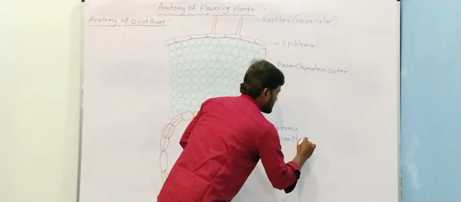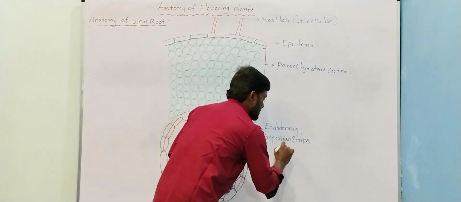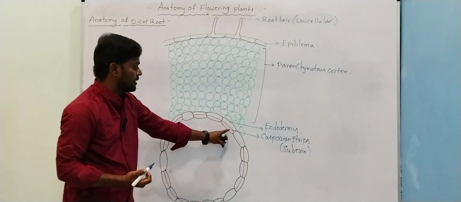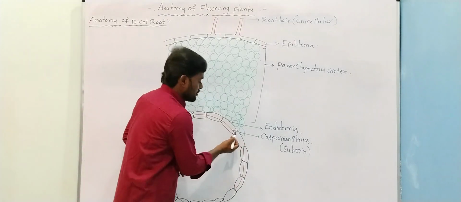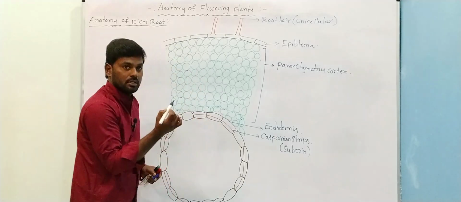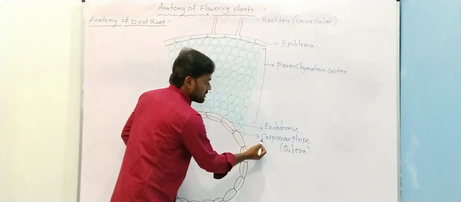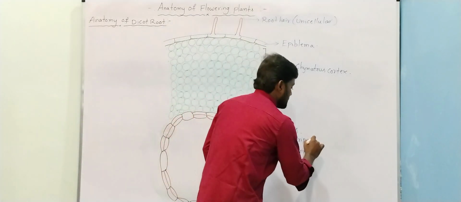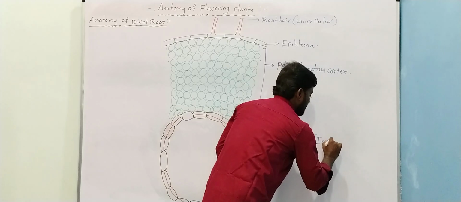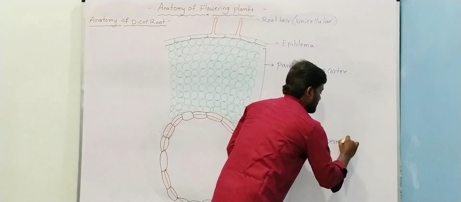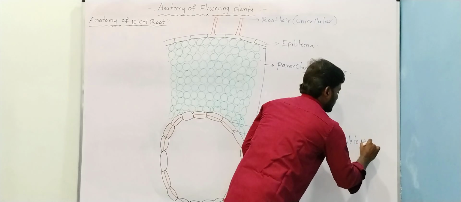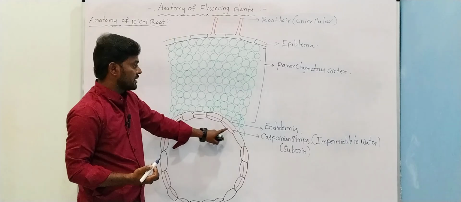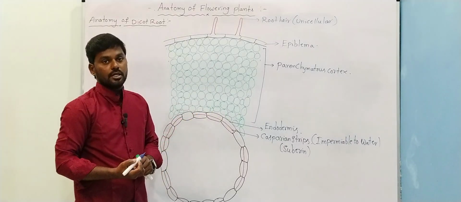The Casparian strips are made up of suberin material. The suberin deposited in this endodermis appears in the form of one thickening layer or line. This layer is called Casparian strips. The main function of the Casparian strips is that they are impermeable to water. It means the Casparian strips do not allow water inside the dicot root.